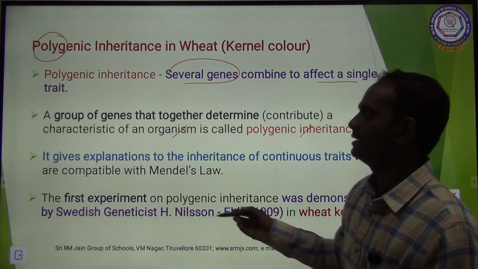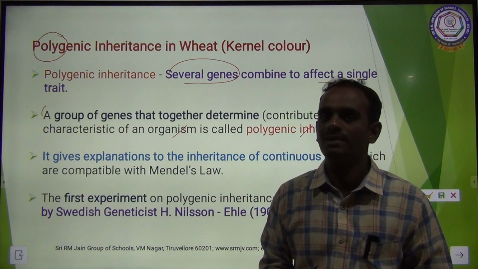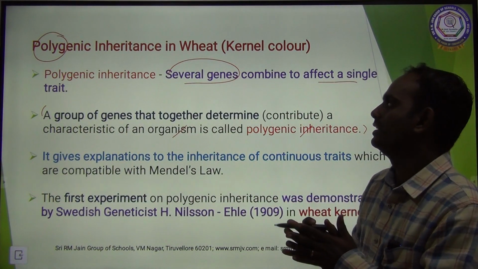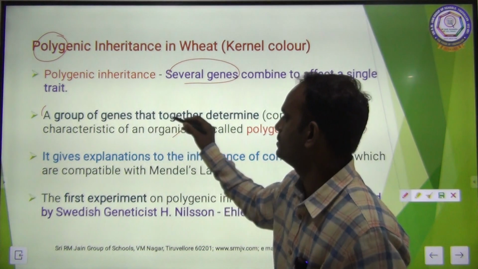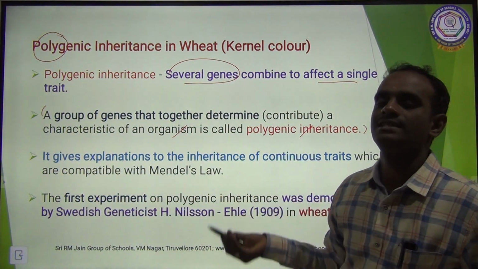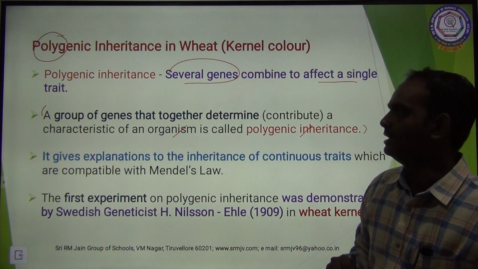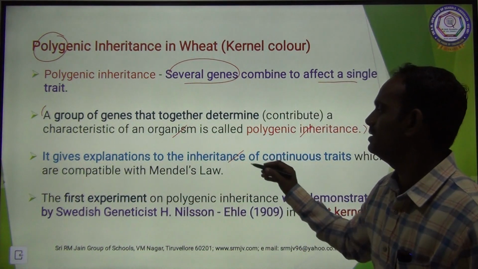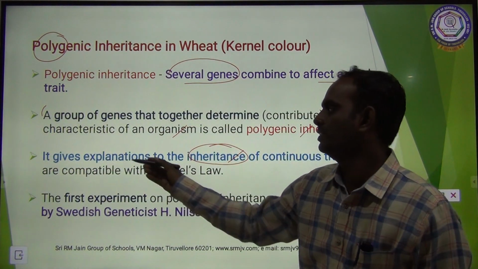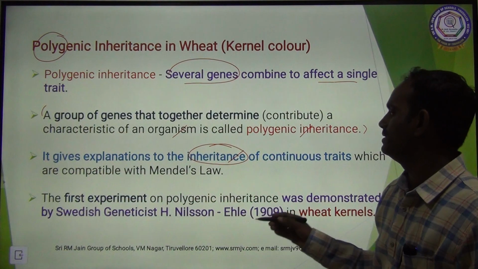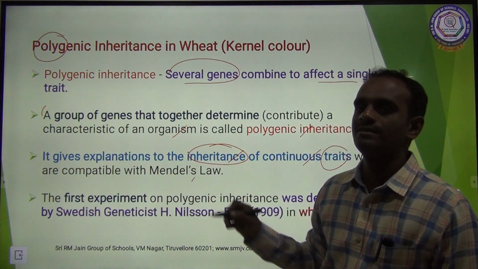Sometimes they ask this in a 2 mark question. So what is polygenic inheritance? It is a group of genes, several genes coming together, that together determine the characteristics of an organism. It gives an explanation to the inheritance. What is the meaning of inheritance, children? Transfer of character. So it explains the inheritance of continuous traits which are compatible with Mendel's law.